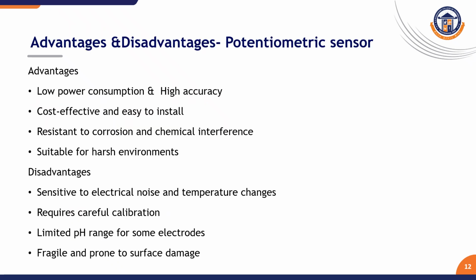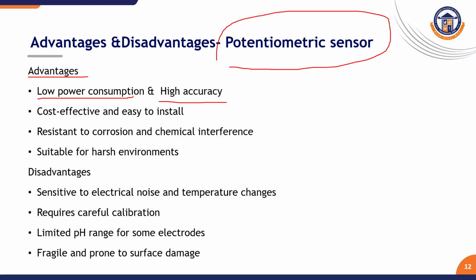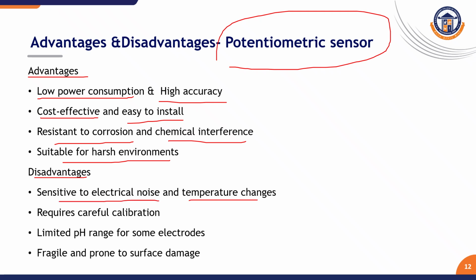Then we see the advantages and disadvantages of potentiometric sensors in general. The advantages: low power consumption, high accuracy, cost effective, easy to install, resistant to corrosion and chemical interference, suitable for harsh environments. The disadvantages: sensitive to electrical noise and temperature changes, requires careful calibration, as we also saw with the pH electrode, limited pH range for some electrodes, fragile and prone to surface damage.